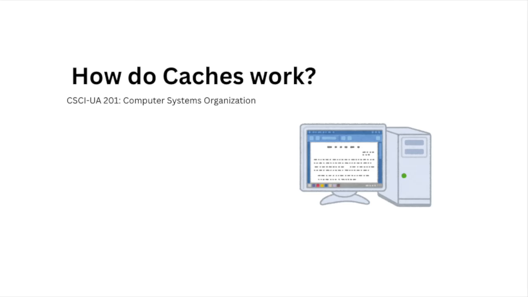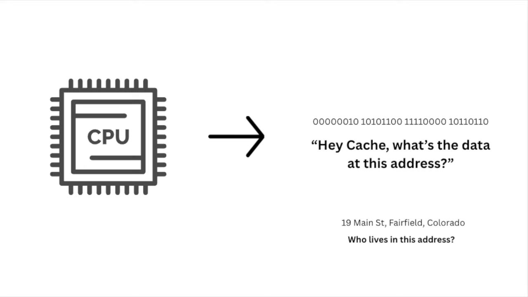Today, I'm going to go over how caches work and also give you an intuitive example at the end that I think will really help. So when the CPU wants some data at some address, it will ask the cache, hey, what's the data at this address? This is kind of similar to asking who lives in 19 Main Street, Fairfield. You can think of the person as the data and the address as, well, the address.